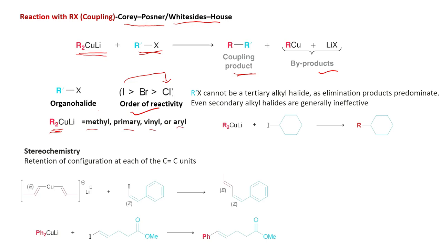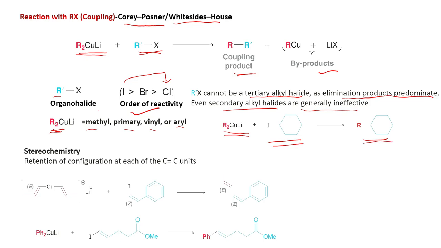vinyl, or aryl. In this reaction, your R2 or R prime is primary or secondary, but it cannot be tertiary, because in the case of tertiary alkyl halide, you will get an elimination product. Also with secondary alkyl halide, you will get an elimination product, but there are some exceptions. When you treat an organocopper lithium compound with a cyclic iodide, you will get your product.